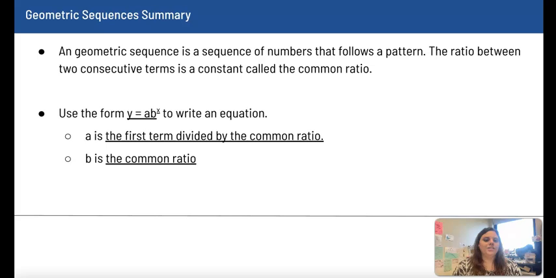To summarize, a geometric sequence, like an arithmetic sequence, is a sequence of numbers that follows a pattern. In this sequence, though, the pattern is that the ratio between two consecutive terms is a constant called the common ratio. A ratio is a fraction. It is multiplying. We use the form of y equals a times b to the power of x to write an equation, where a is going to be the first term divided by the common ratio, and b is the common ratio. Make sure to complete the summary in your notes.